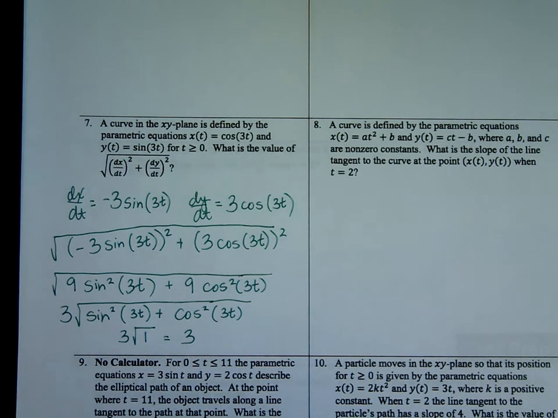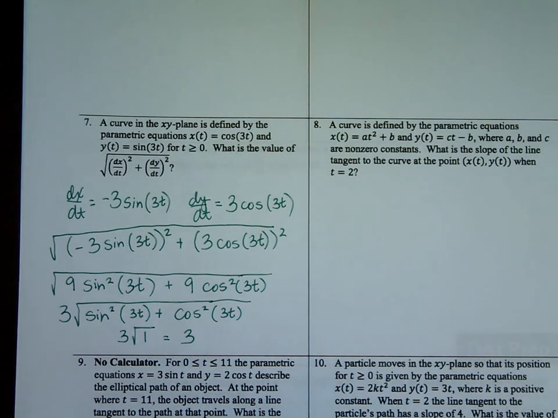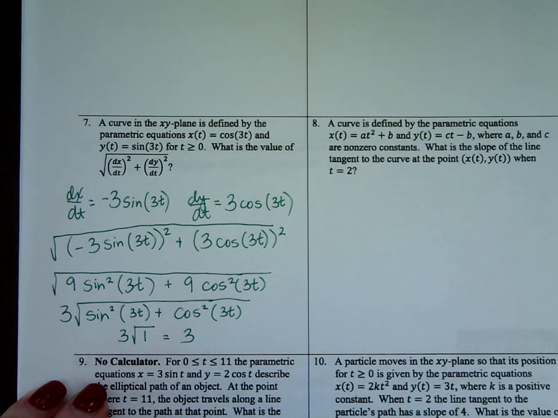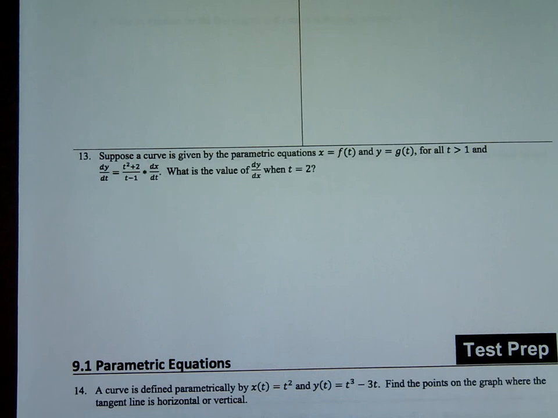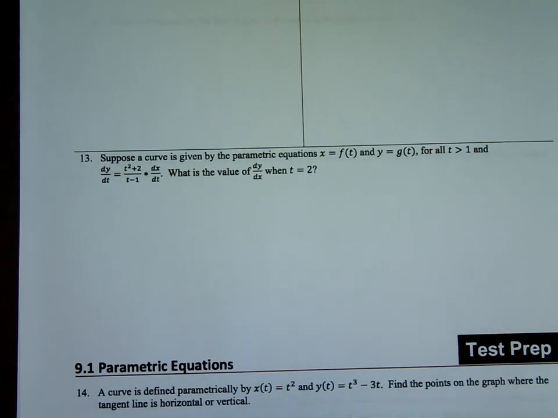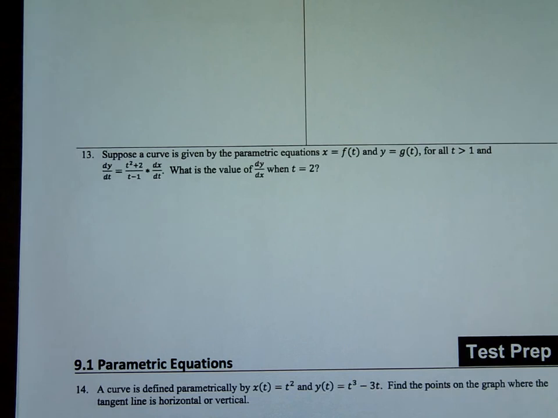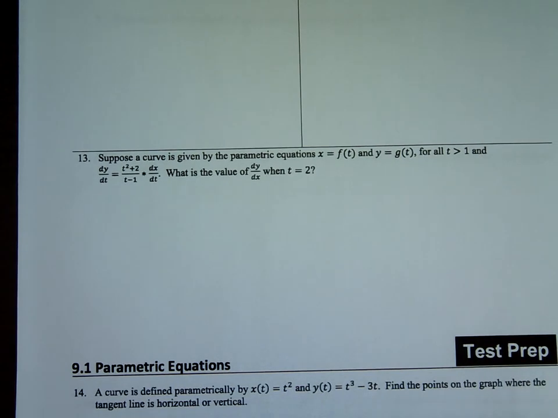All right, here's the last one I want to look at, and that is number 13. So let me flip over to 13. Let me read it to you, and you'll be like, what on earth is this asking? This is the easiest problem, but you wouldn't know that necessarily without thinking it through a little bit. Suppose a curve is given by these parametric equations, f of t, g of t, when t is greater than 1, and dy over dt equals t squared plus 2 over t minus 1 times dx over dt. What's the value of dy over dx when t is 2?